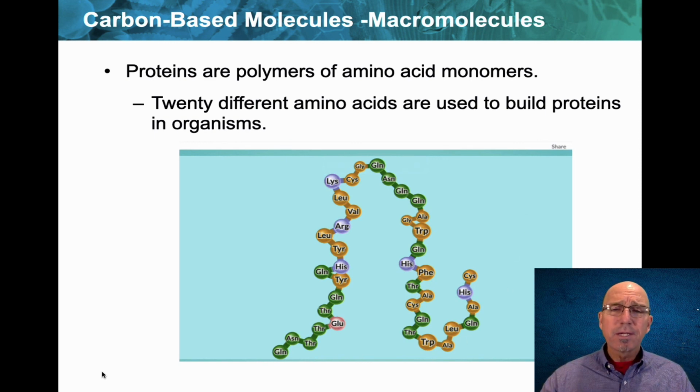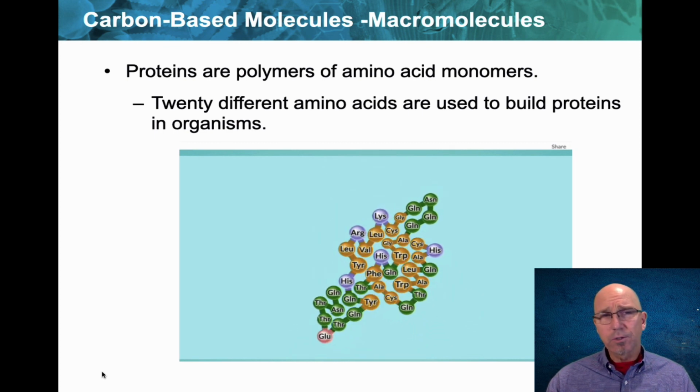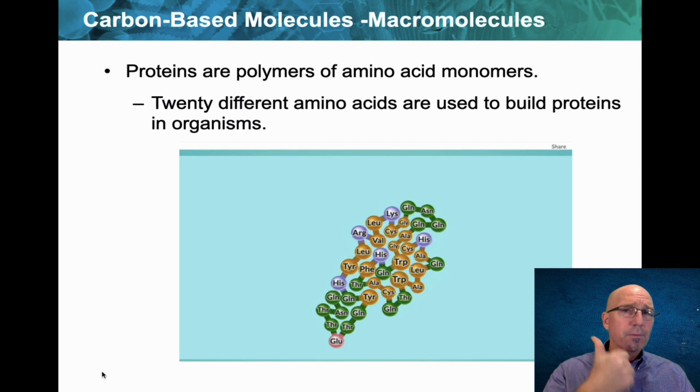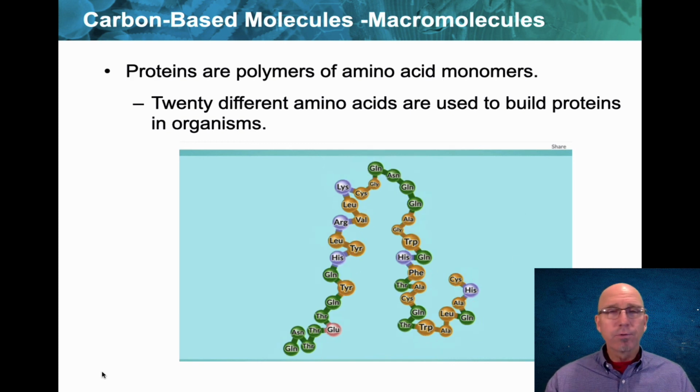So carbon-based molecules made of carbon, hydrogen, and oxygen. Three types: carbohydrates, proteins, and lipids. Each have specific functions. They have specific monomers, and they do important jobs for cells.